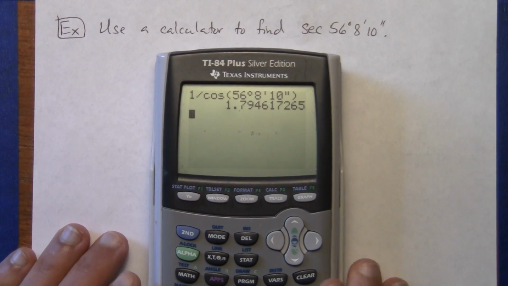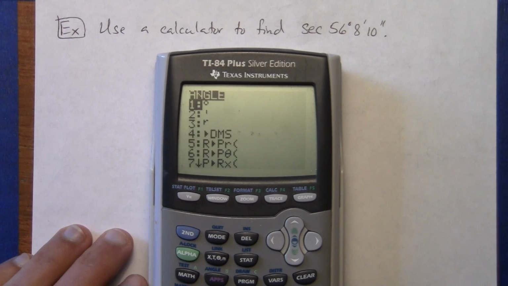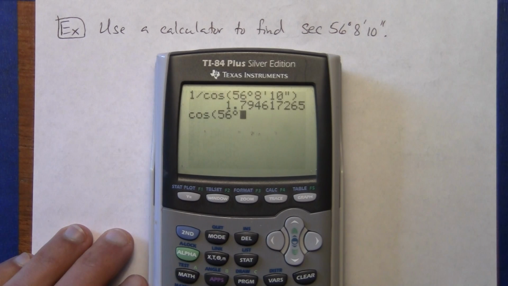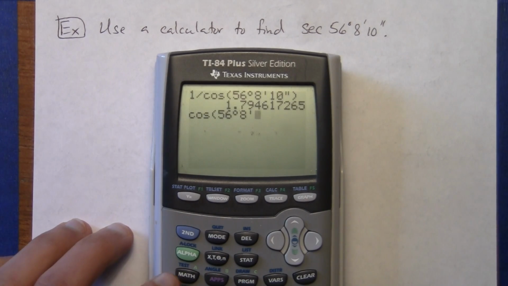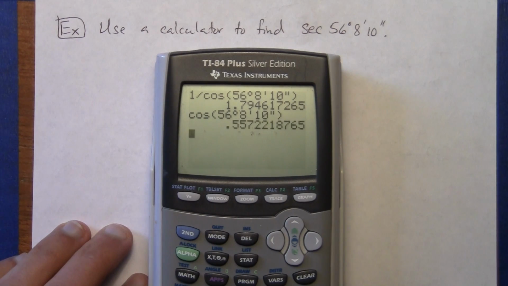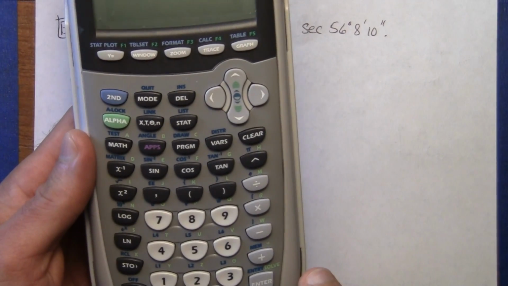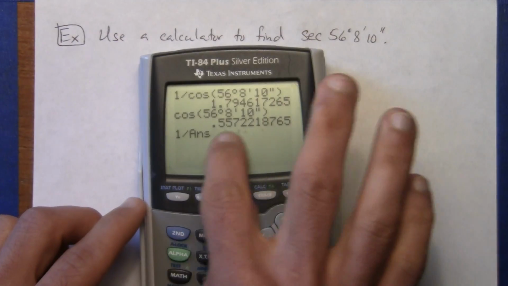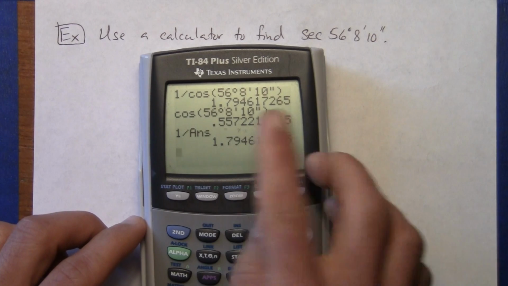Another way, of course, of doing that is you could just figure out what the cosine of 56 degrees, 8 minutes and 10 seconds is. You could just figure out the cosine and then say it's 1 divided by, if you hit second and then the little minus sign that says answer, it's basically saying that number, so you don't have to retype it. 1 divided by the previous answer, and of course it gives you the same thing.